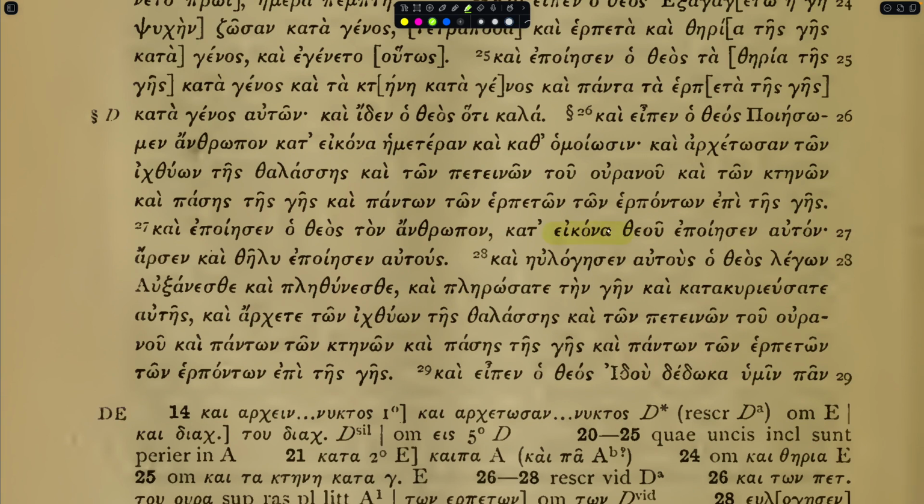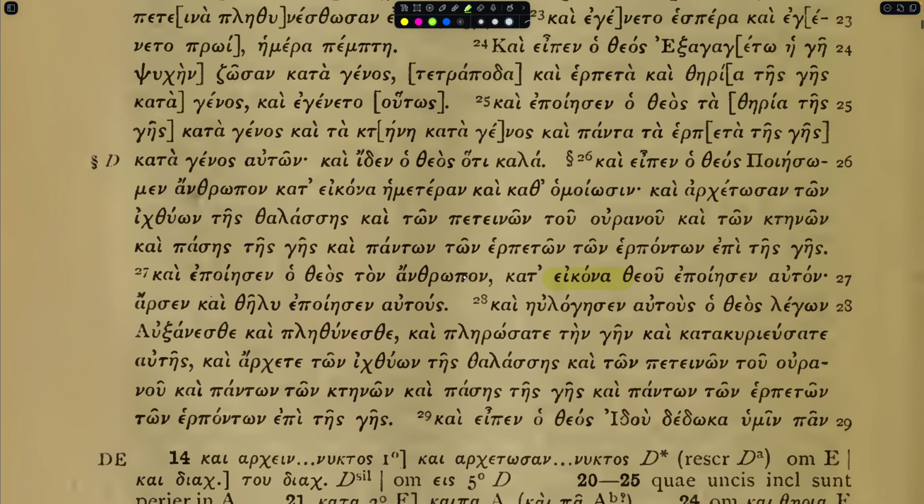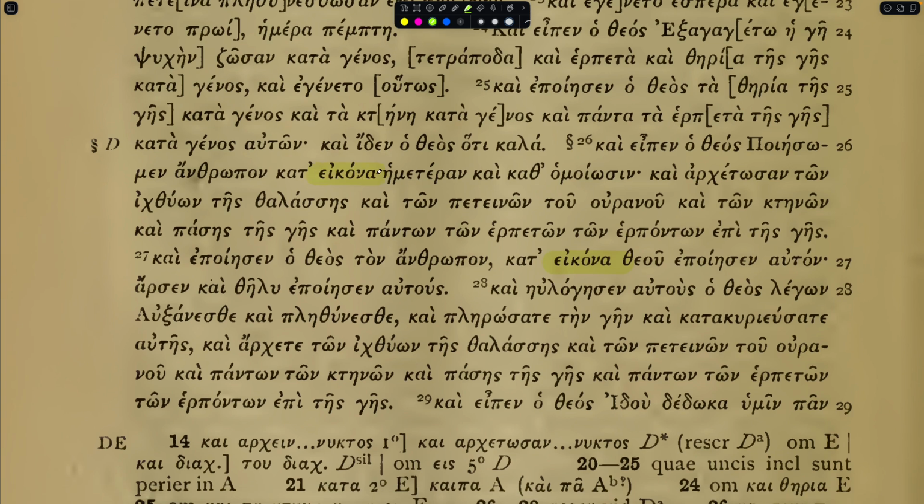Kat' eikona, so like form, icon, image, according to the image of God. So even God makes images. I know that's gonna stir the hornet's nest. That God makes icons. Well, his son's an icon of God. Anyway, arsen kai thelu, male and female, men and women, he made them. And he blessed them. Where does he say, let us make them in his image? There it is. Kai eipen ho theos, poiesomen. Let us. Right? It's in a capital, which is interesting.